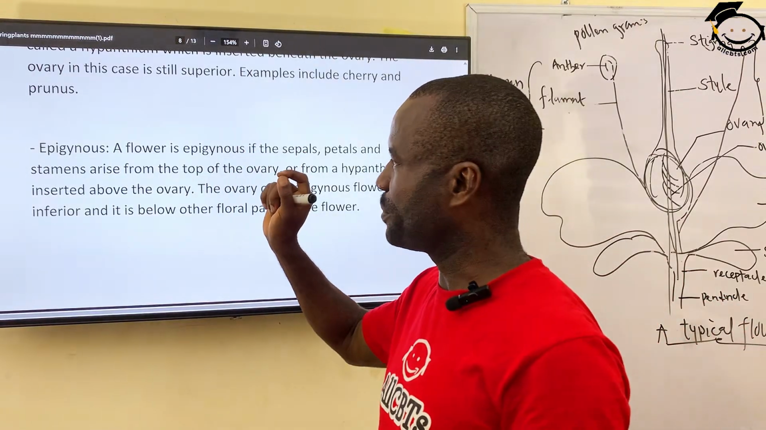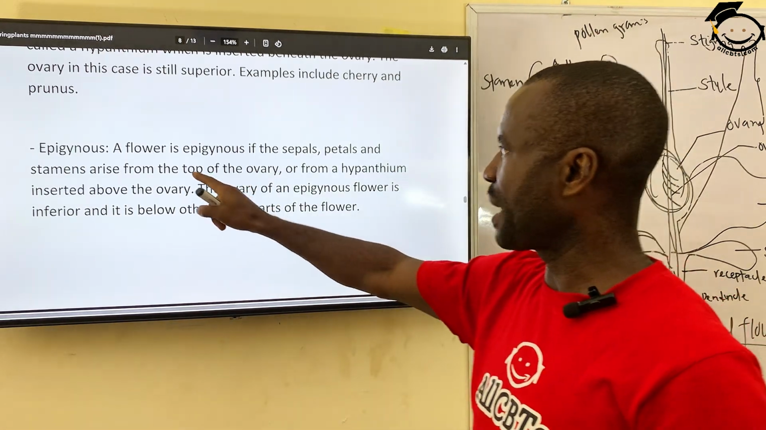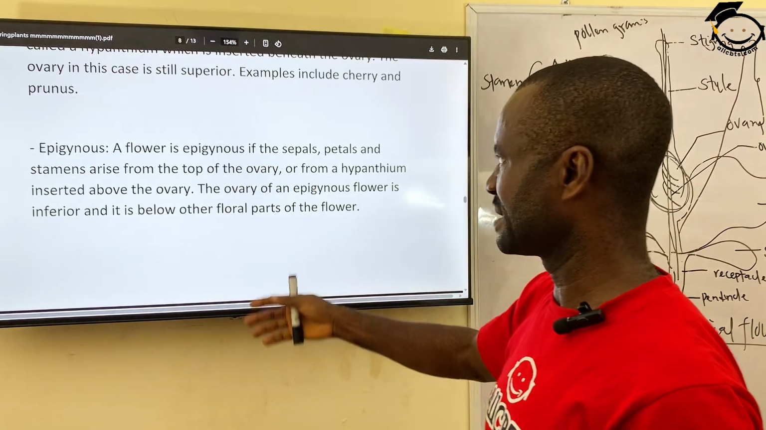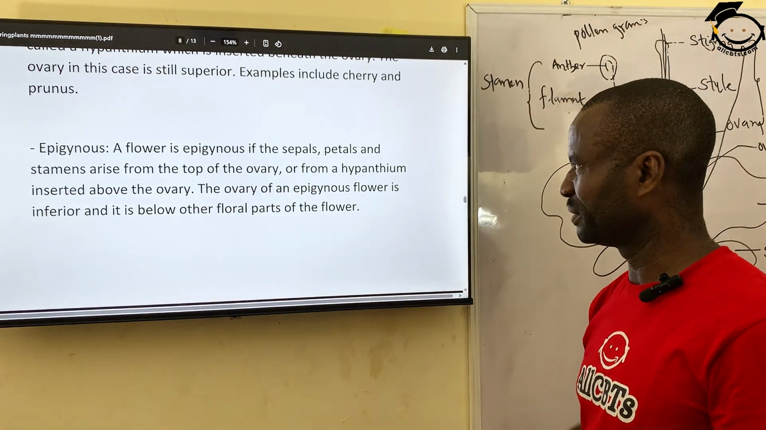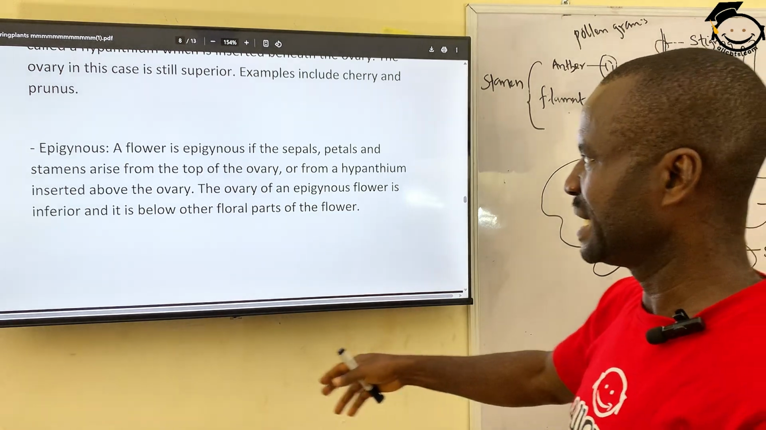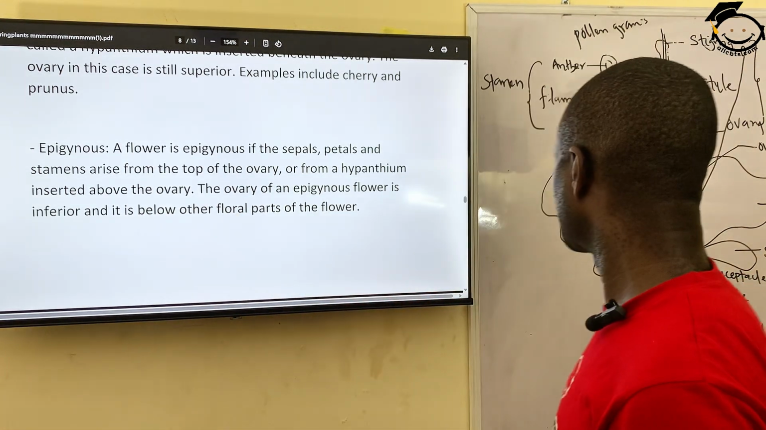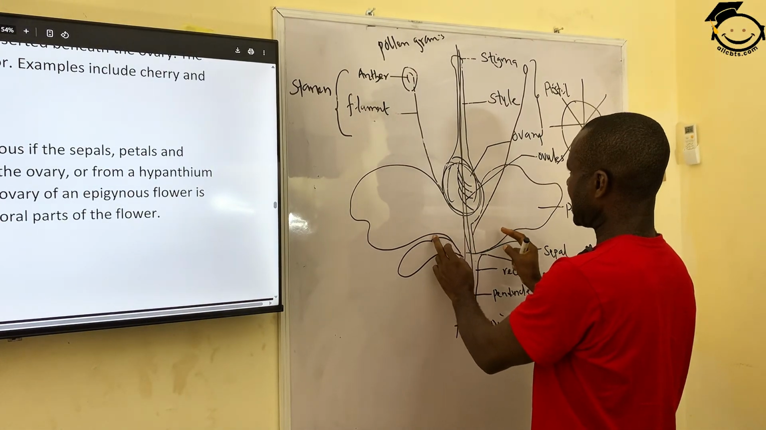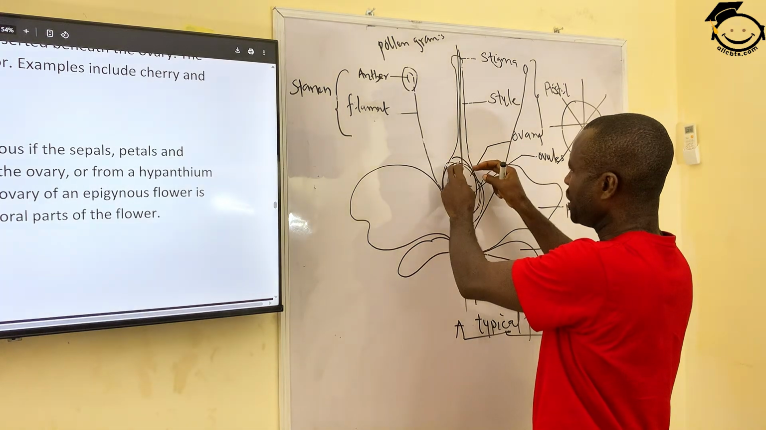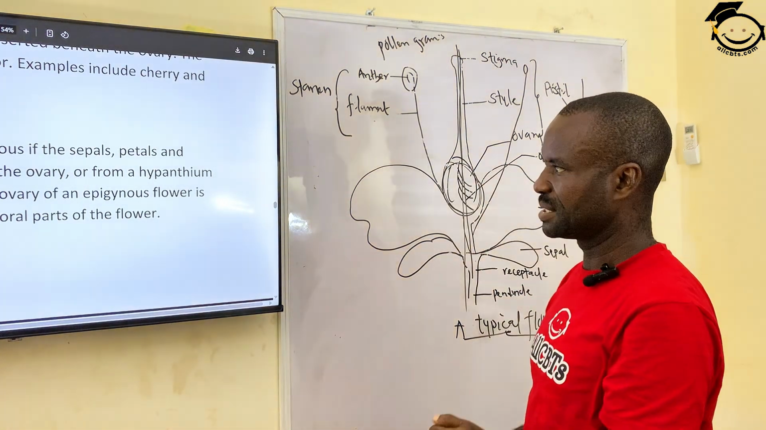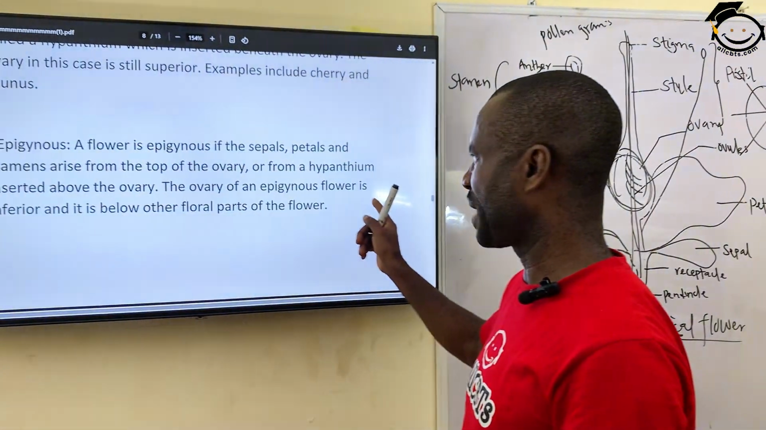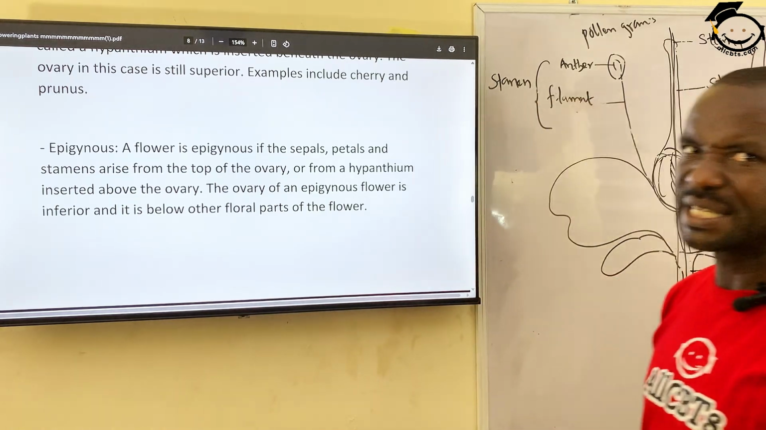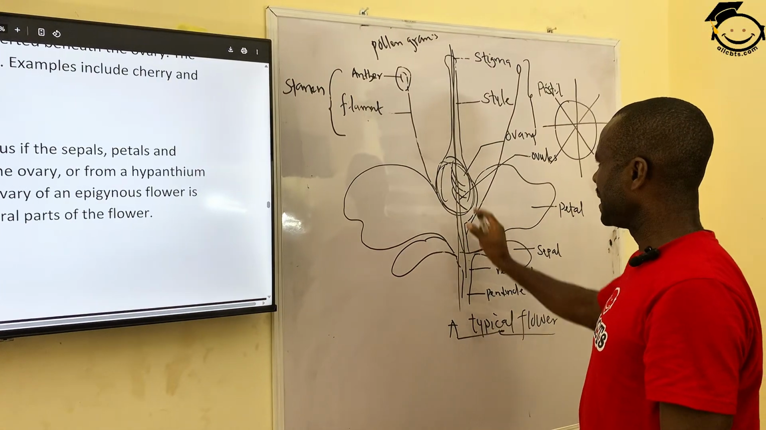The next one is epigynous flower. A flower is epigynous if the sepal, petal, and stamen arise from the top of the ovary or from the hypanthium inserted above the ovary. So in this case, the floral parts are above the ovary, meaning the ovary is below all the floral parts. The ovary of an epigynous flower is inferior and is below the other florets.